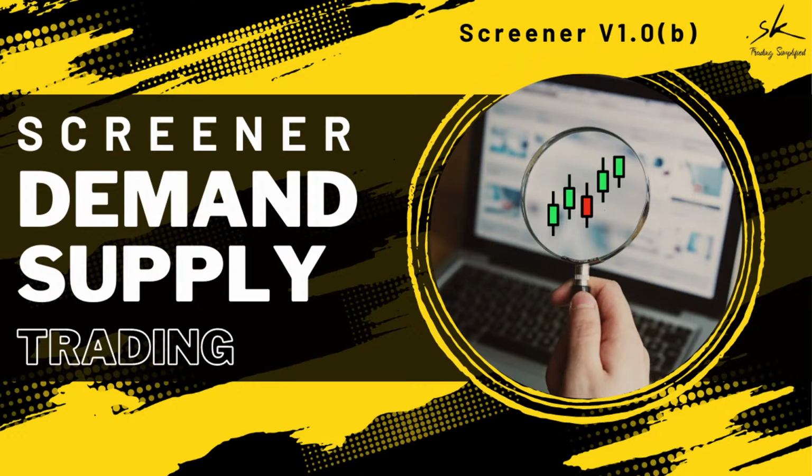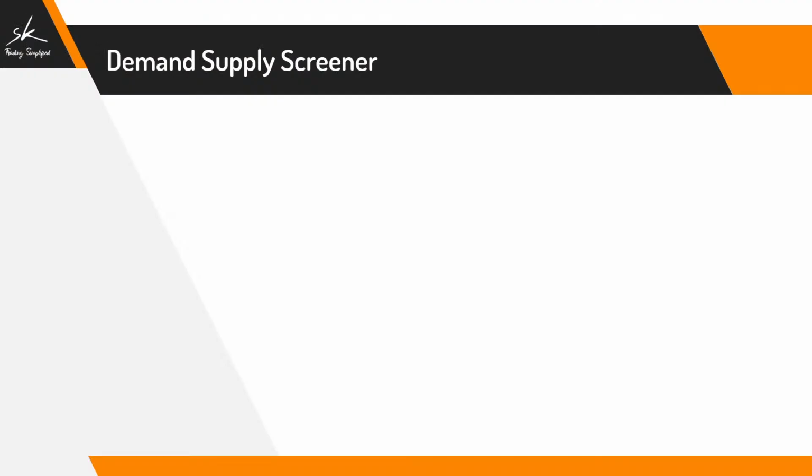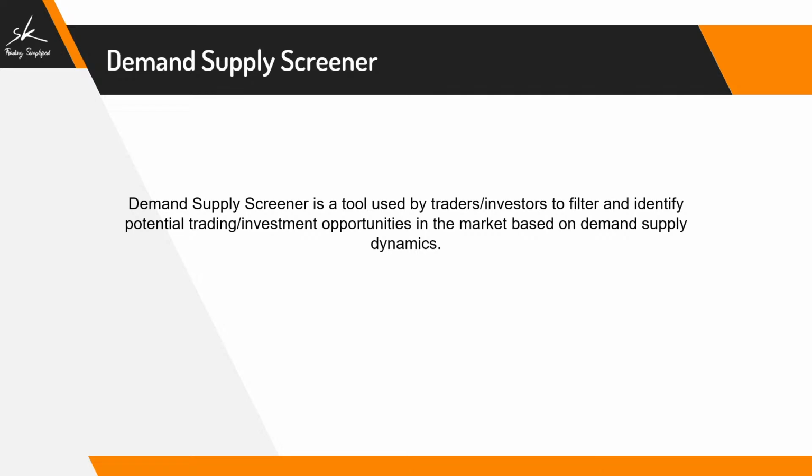So let's understand what the screener is. We'll go through the walkthrough and understand all the options, settings and features we have. First and foremost, the demand supply screener is a tool used by traders and investors to filter and identify potential trading and investing opportunities in the market based on demand supply dynamics. This screener is not based on conventional technical analysis. It is not based on any moving averages, indicators, oscillators or fundamental analysis. This screener is purely based on demand and supply zones.